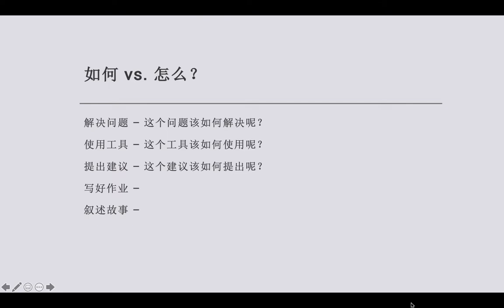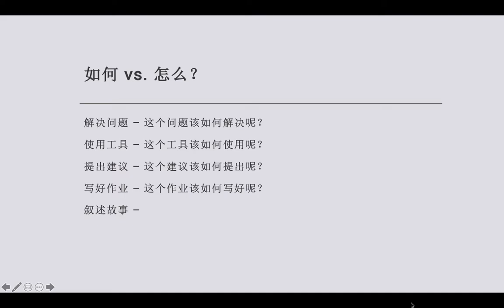The next one, 写好作业. Write the homework well. 写好 is write well, 作业 is homework. So how to write the homework well? Yes. 这个作业该如何写好呢?